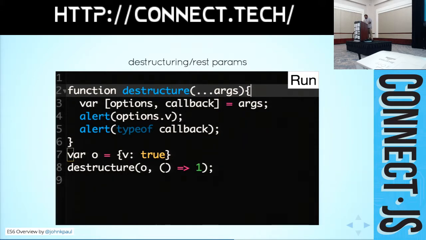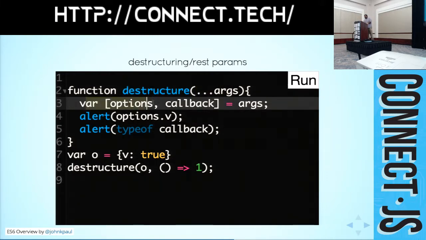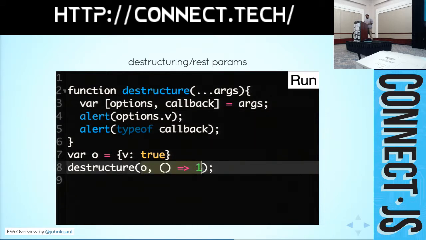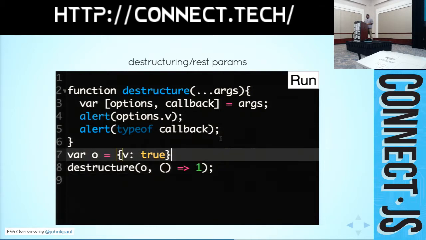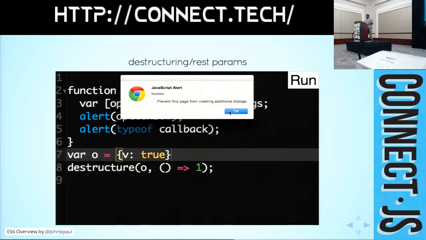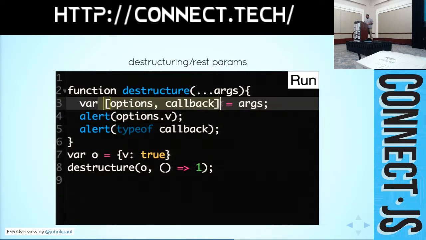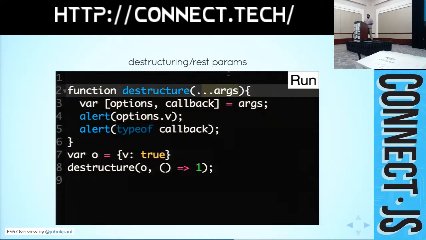So here I create a function that has rest parameters that passes an array called args. Then here I use another version of destructuring where instead of in the parameter list of a function, as I did earlier, it's in the names of variable declarations. It pulls out the two different arguments here and alerts each of them. Here I call this with two parameters. One is an object, one is just an empty function, and that gives me true and function, because this destructuring pulls out the different values of the args array.